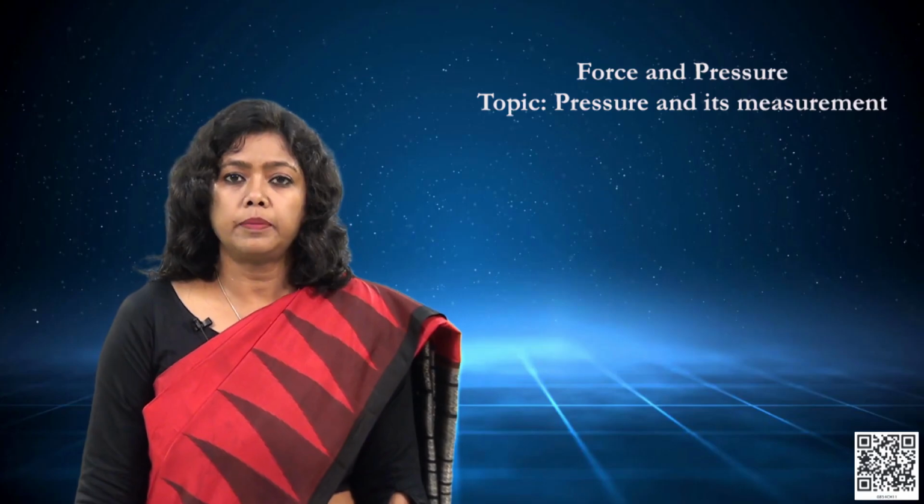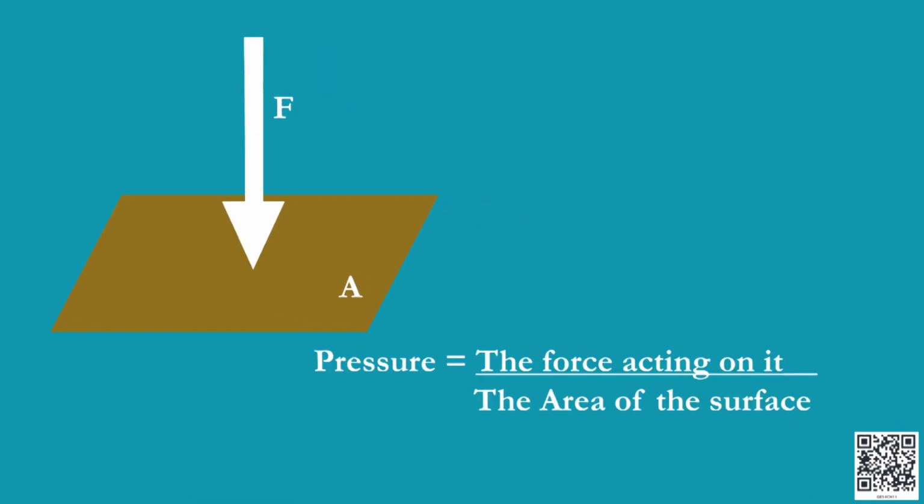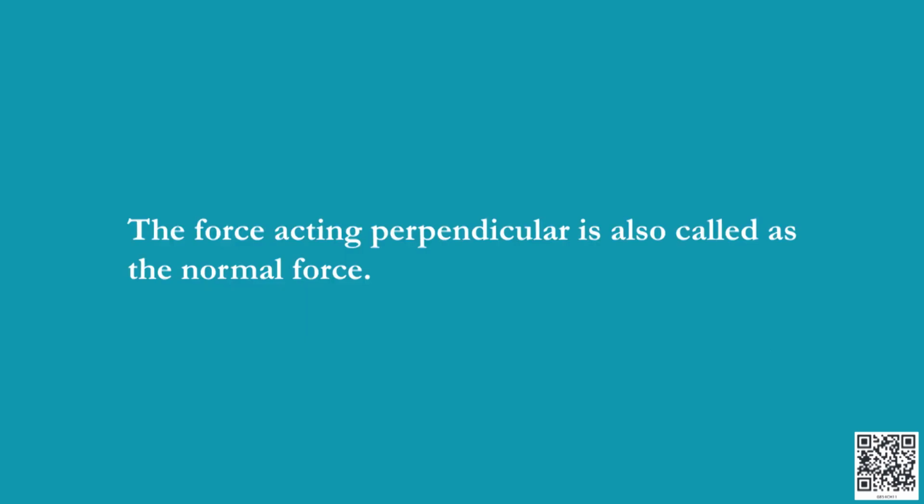Let us learn something more about pressure. Let us consider a surface of area A. Let a force F be acting perpendicular to the surface. Now, the pressure on the surface is obtained by dividing the force acting on it by the area of the surface. The force acting perpendicular is also called the normal force. So, we use the term normal force.